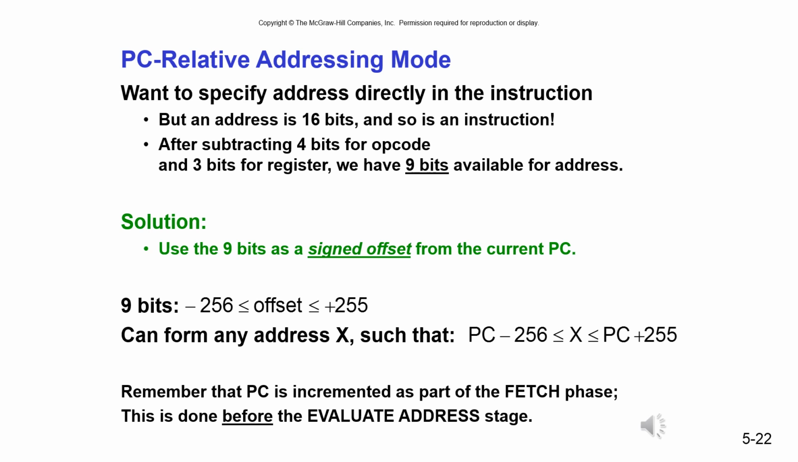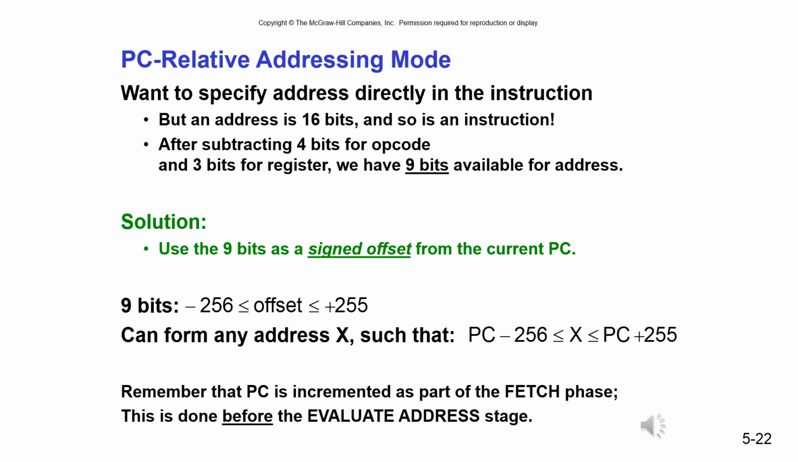So an address is 16 bits, and so is an instruction, after subtracting 4 bits and so on. Okay? We use this 9-bit value in the PC relative addressing mode as a signed offset from the current program counter, right? 9 bits, negative 256 to plus 255, 2's complement. We can only go plus 255 or minus 256 from the current program counter.